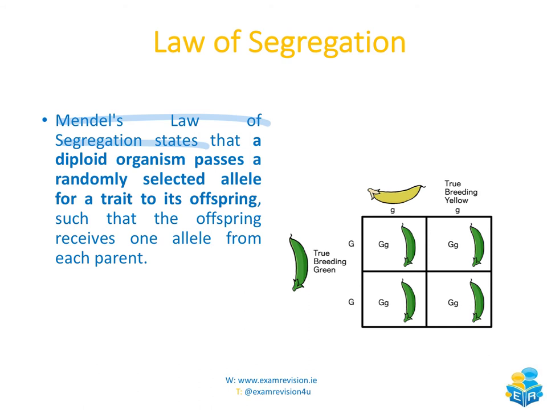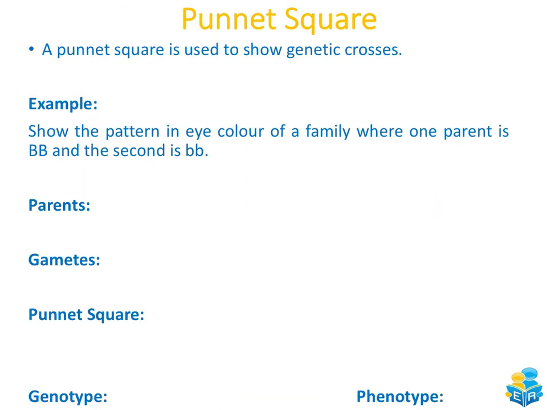So Mendel's law of segregation states that a diploid organism, so two copies, that's why they're diploid, passes a randomly selected allele for a trait to its offspring. So it's completely random which of these alleles is going to be passed off to the offspring. So that's his law of segregation.